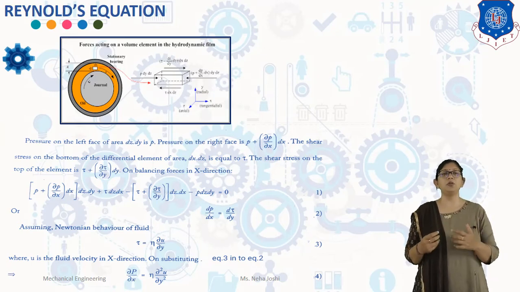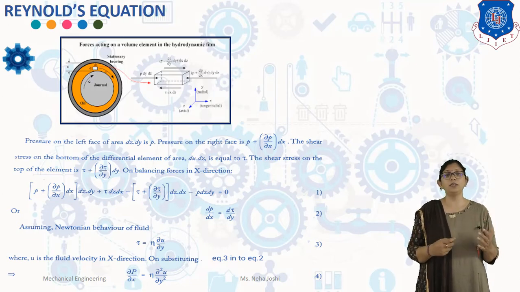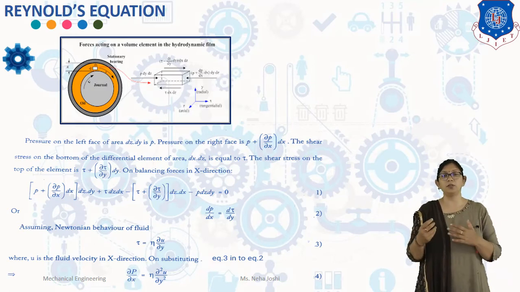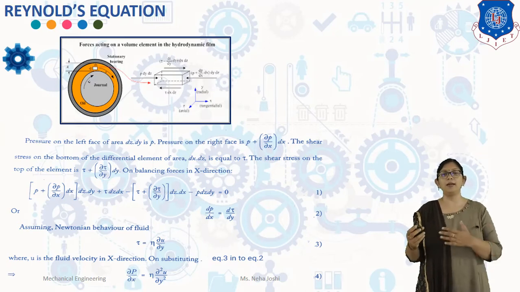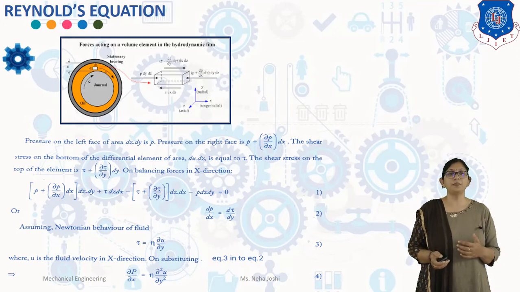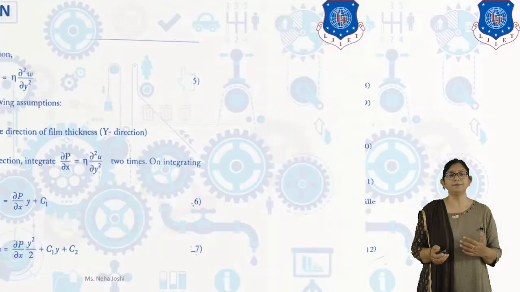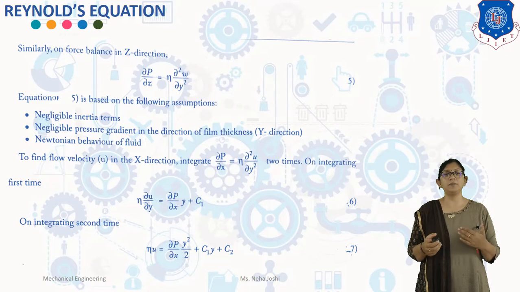Now, assuming Newtonian behavior of the fluid, we can say tau is equal to eta del u by del y, where u is the fluid velocity in the x direction. On substituting equation 3 in equation 2, we get del p by del x is equal to eta del square u by del y square. Similarly, on force balance in the z direction, del P by del z is equal to eta del square omega by del y square.